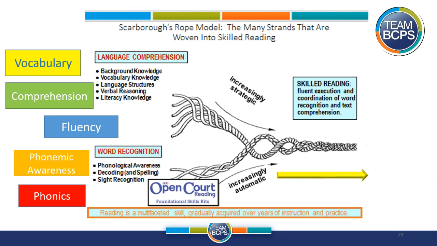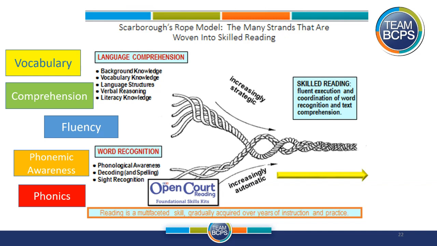And then as we weave together increasingly automatic and increasingly strategic readers, they become fluently able to execute and coordinate all those pieces together. That's when we want to then apply that to increasingly complex text, whether it's fiction or nonfiction, and across all the disciplines. And so when we think about these strands, it actually is a really good visual for multiple ways that we engage with the board curriculum committee.